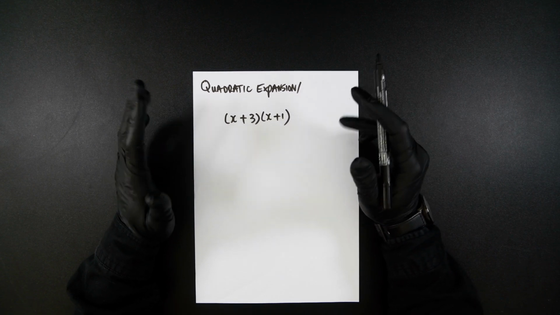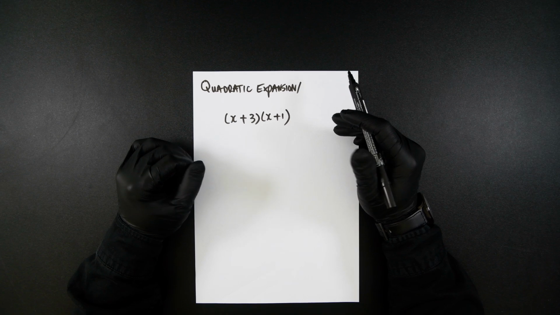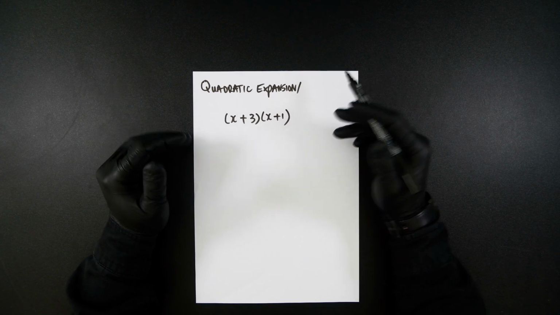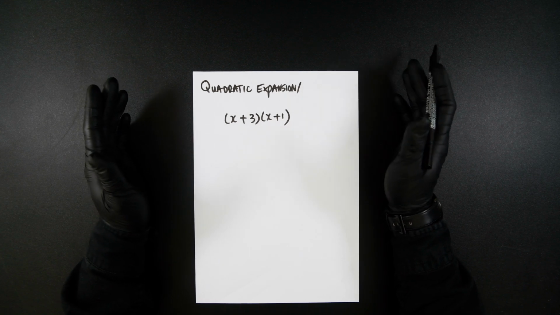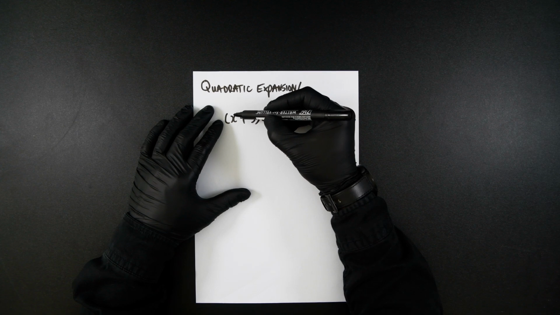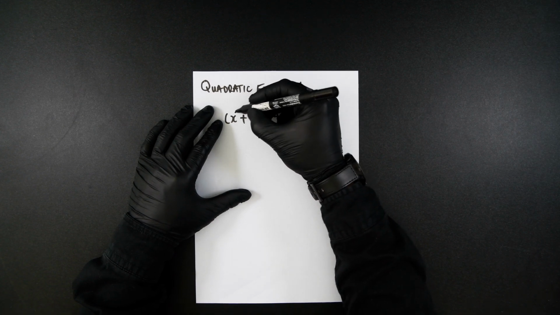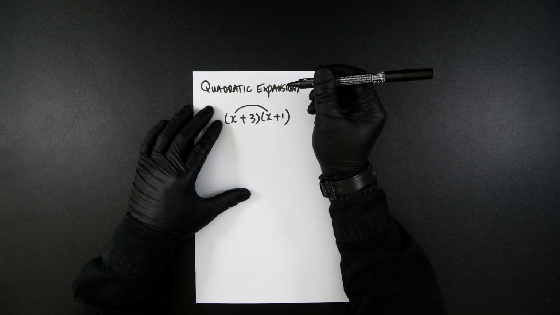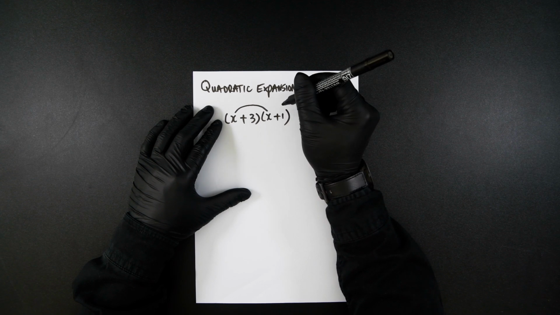You may have heard the term FOIL, and that basically stands for first, outside, inside, last. However, I prefer to look at it as first, last, outside, inside. What that means is you multiply the first terms together, the inside and outside terms together, and the last terms together.